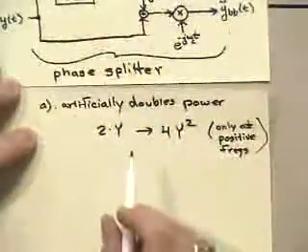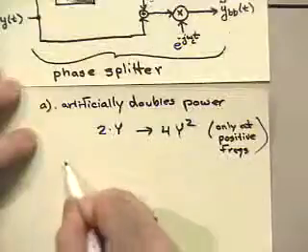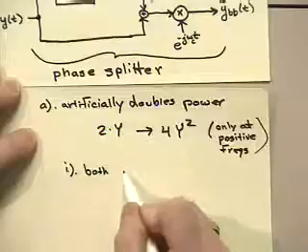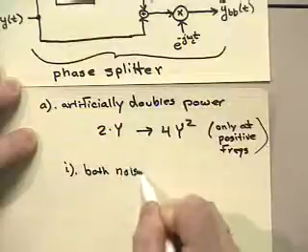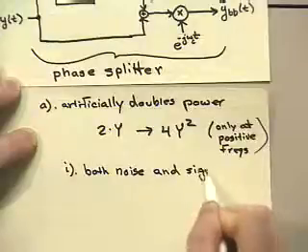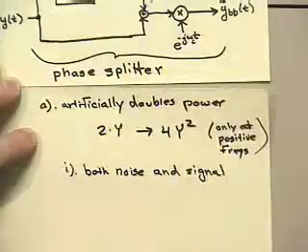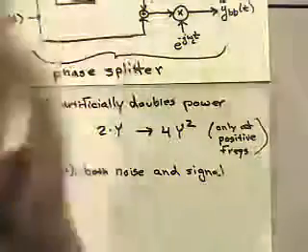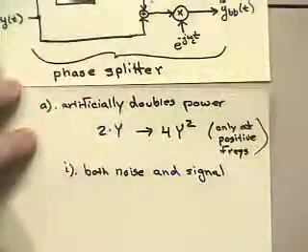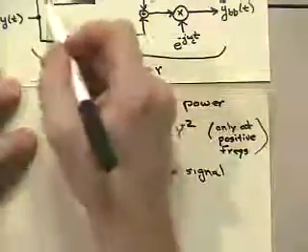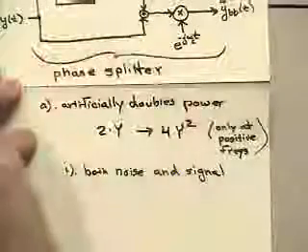Let me point out, before I say what I'm going to do instead, that both the noise and signal undergo this type of processing. So if I've artificially doubled the power of the signal, I've also artificially doubled the power of the noise. In effect, the signal to noise ratio hasn't changed. It's not like I've improved my system by some kind of wizardry where I take the signal and use it twice. It's not happening.